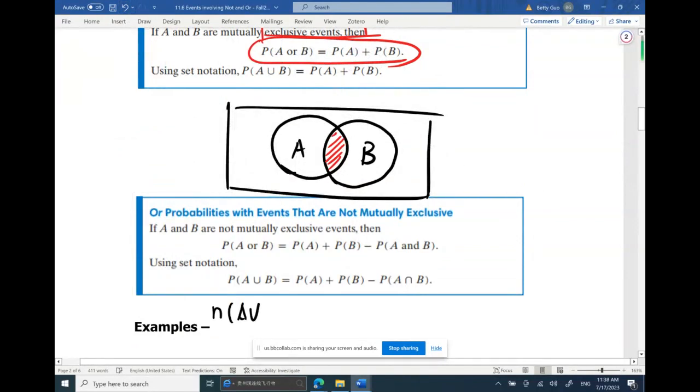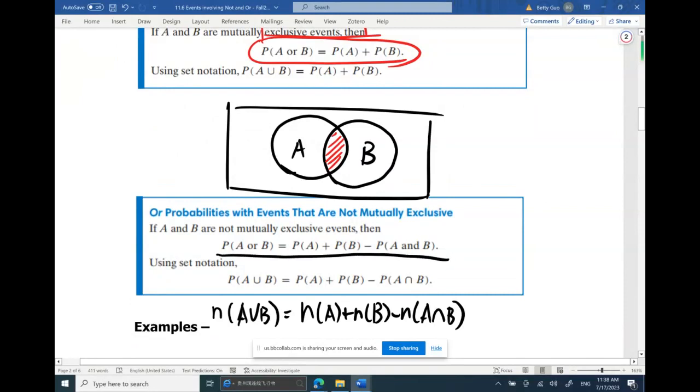N of A union B equals N of A plus N of B minus N of A and B. N here is the cardinal number of the set. So if we change N to P, probability, we would have the formula to compute the probability of any two events, the probability of A or B.